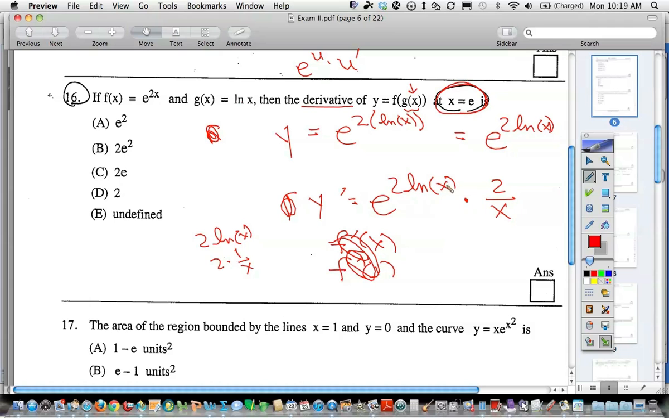So what is ln e? 1. So 2 times 1 is 2. So this is e to the second, times 2 over e. This e would cancel one of those e's, and it would be 2e.